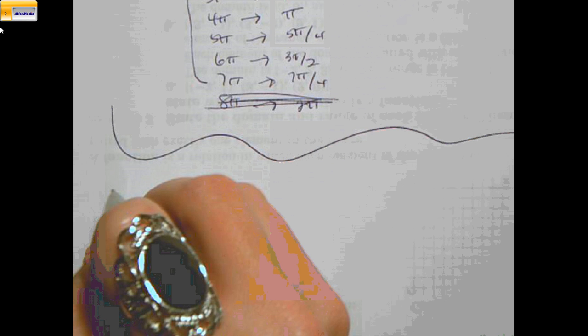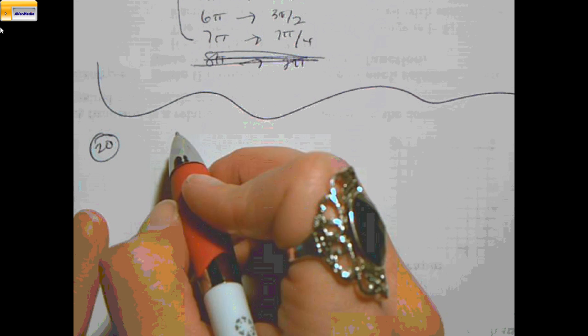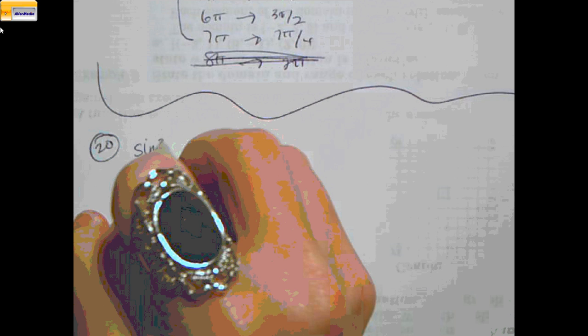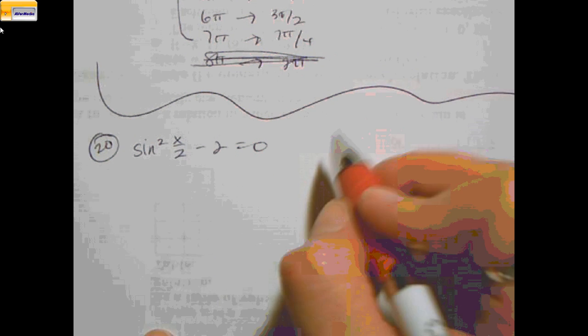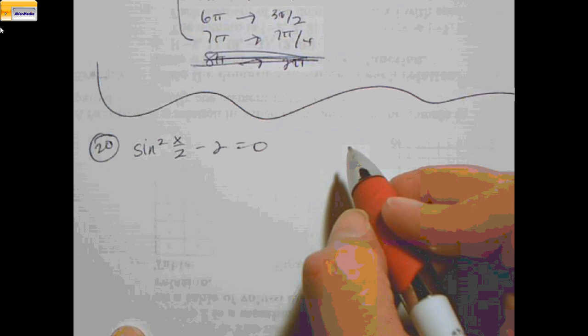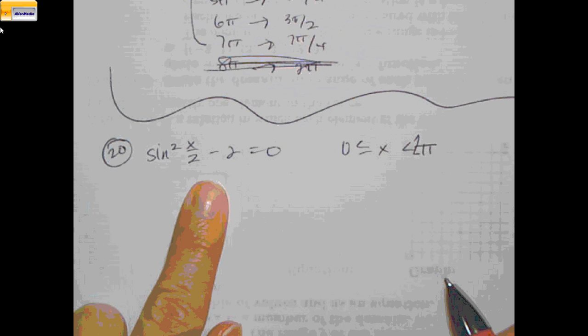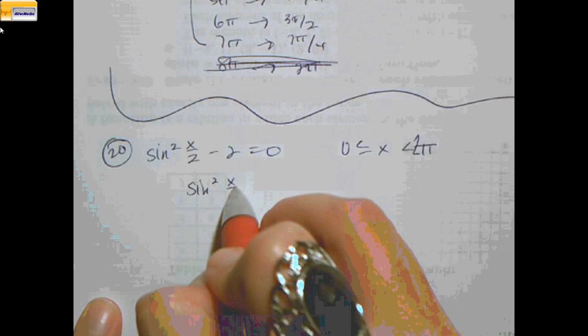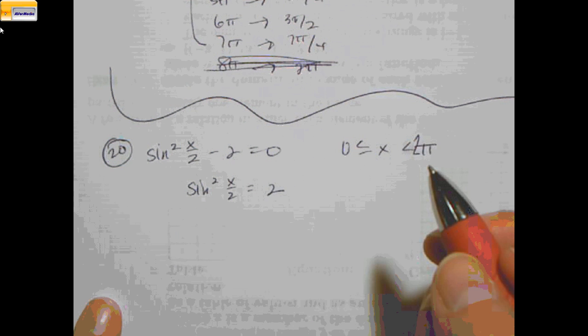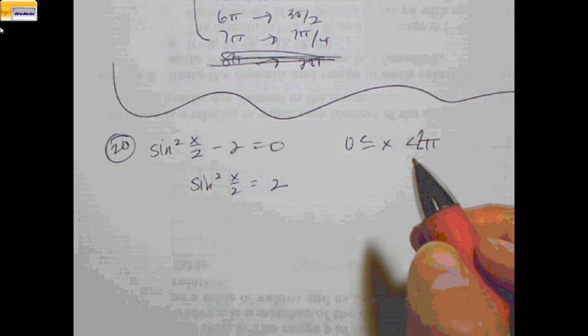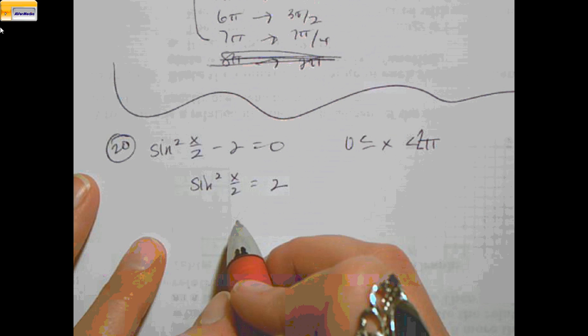20. Somebody read it to me. Sine squared x over 2 minus 2. Like this? Okay. And what intervals am I solving for, Heather? 0 to pi. 2 pi, just kidding. Alrighty. We probably want to get the trig function by itself. So let's add 2 to both sides. Oh, and let me say this. Well, no, it doesn't really matter on this one. Never mind. Forget it.